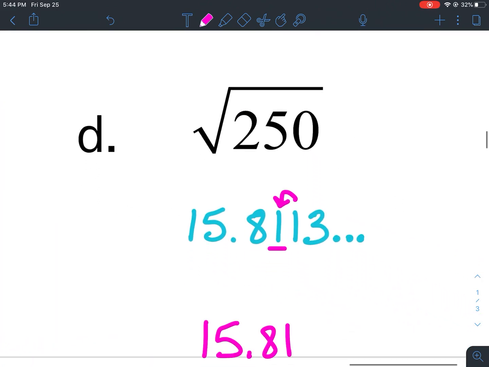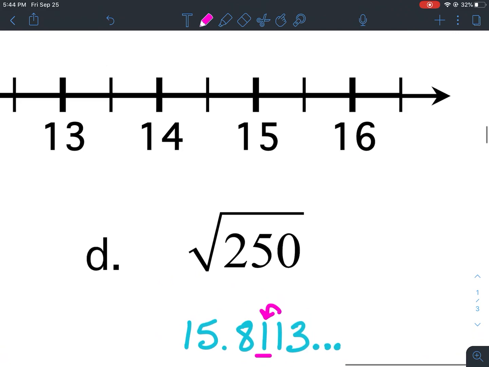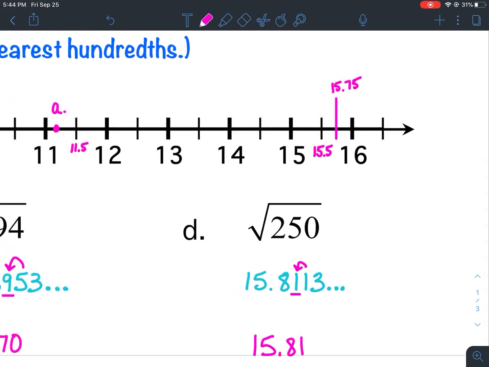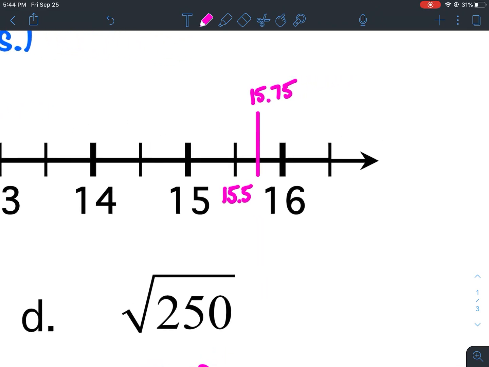Last is the 15.81. Here is our 15.5, or 15.50. Do not draw this line. This would be our 15.75. So 15.81 is just a little bit more than the 15.75. So I'm going to put my point right there. In other words, 15.81 is between your 15.5 and your 16, but closer to the 16. And we'll label that D.